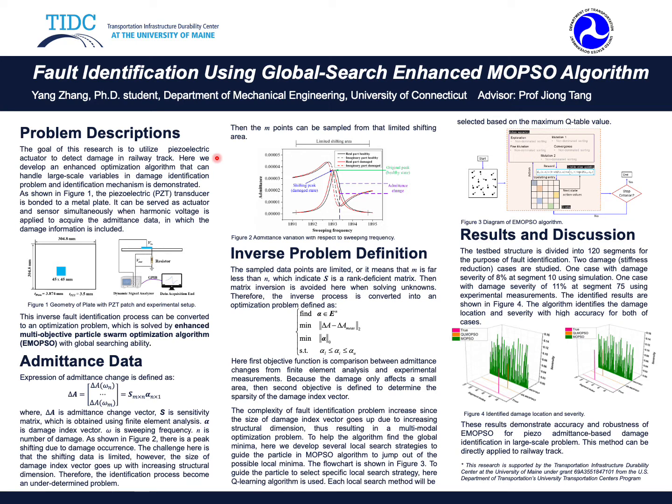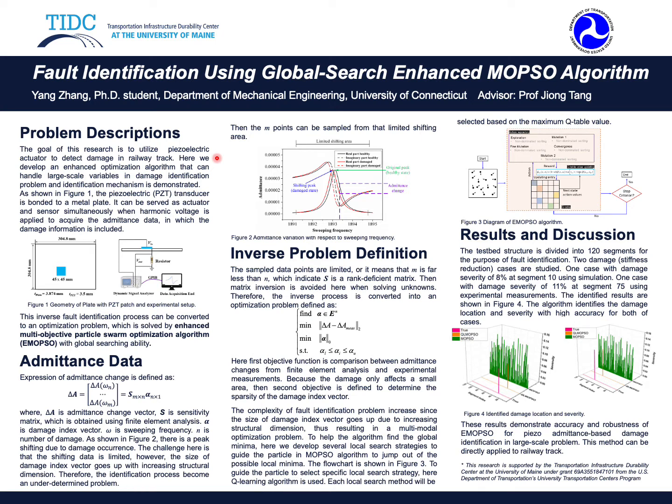As shown in figure 1, the piezoelectric transducer is bonded to a metal plate. It can serve as an actuator and sensor simultaneously when the harmonic voltage is applied across the PZT. And then we can use the dynamic signal analyzer to acquire the admittance data, and this data can include the damage information.